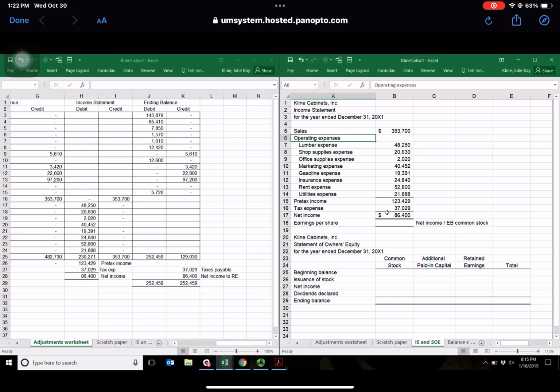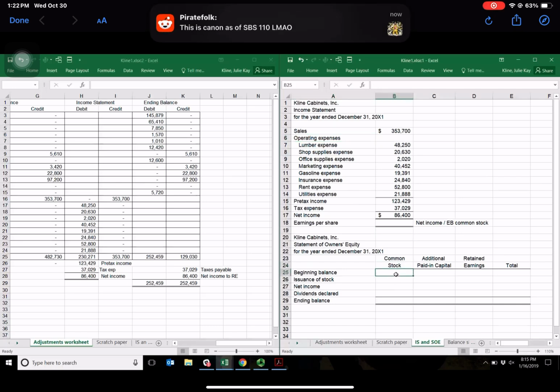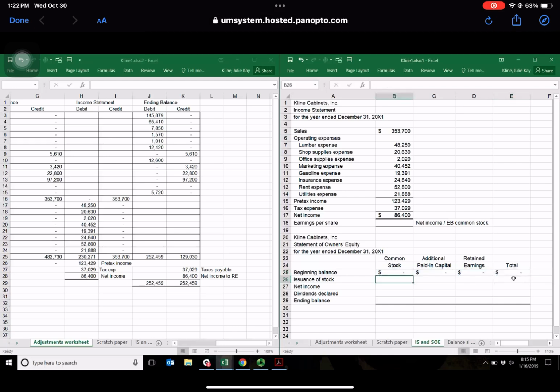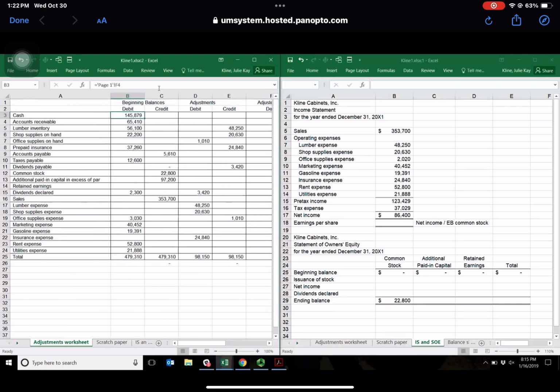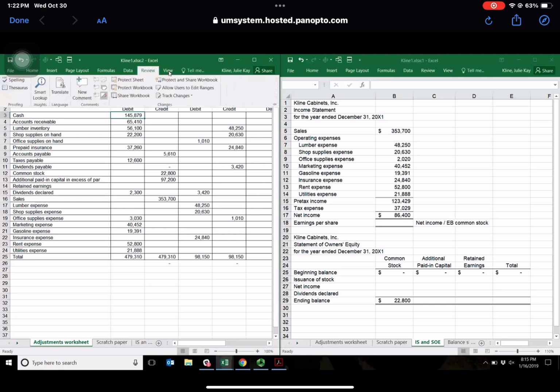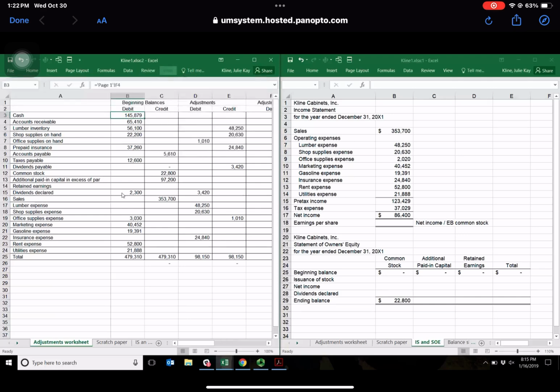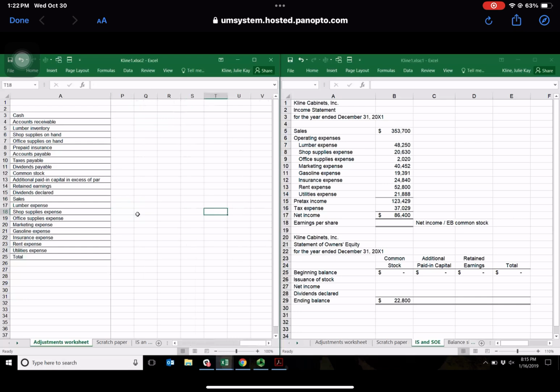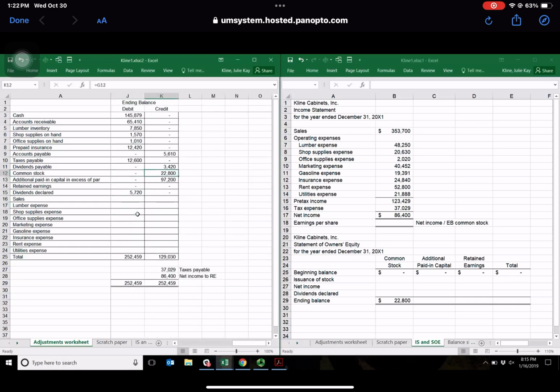Okay, so let's do our statement of equity. Beginning balance here is 0, and your totals is always going to be a sum. So I'm going to sum those and drag that down. Ending balance. So ending balance is going to come from my balance sheet over here in common stock. Now my panes are not frozen. Let me refreeze. Freeze panes. So I can make sure I pull over the right accounts here. All right, common stock 22,800. These are your ending balances in the account.